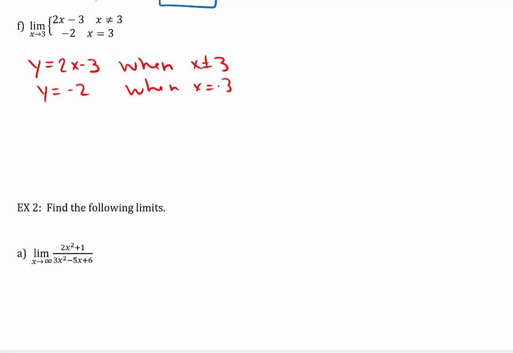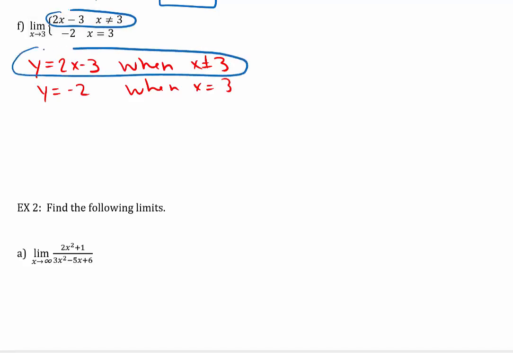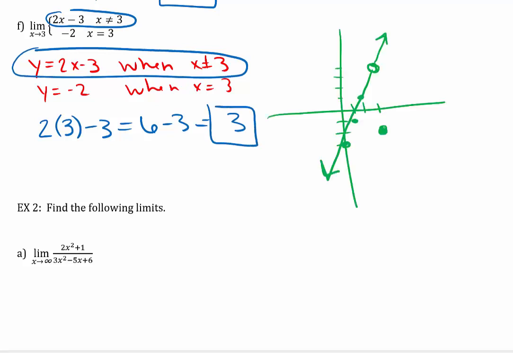And so if I'm only interested in what happens when x is close to 3, I'm going to plug the 3 into that top definition, because we're thinking about x values like 3.1, 3.01, not actually x equal 3. So I plug 3 into the 2x minus 3. That gives me 6 minus 3, or 3. And so my solution here is 3.